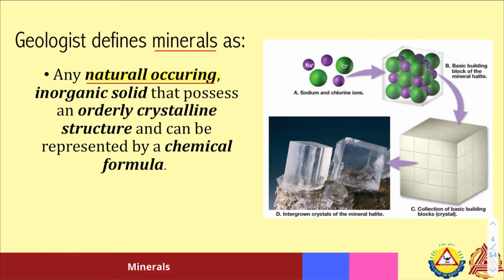Now the second significant point in the definition of a mineral is that it must be an inorganic solid. You will find out later that although some of these materials could fit the definition in some parts, like being naturally occurring, generally minerals are inorganic in nature. We will see examples later which will prove or supplement this point. So it must be an inorganic solid and must possess an orderly crystalline structure. Each of these bolded terms we will come back to later. And also, it can be represented by a chemical formula.